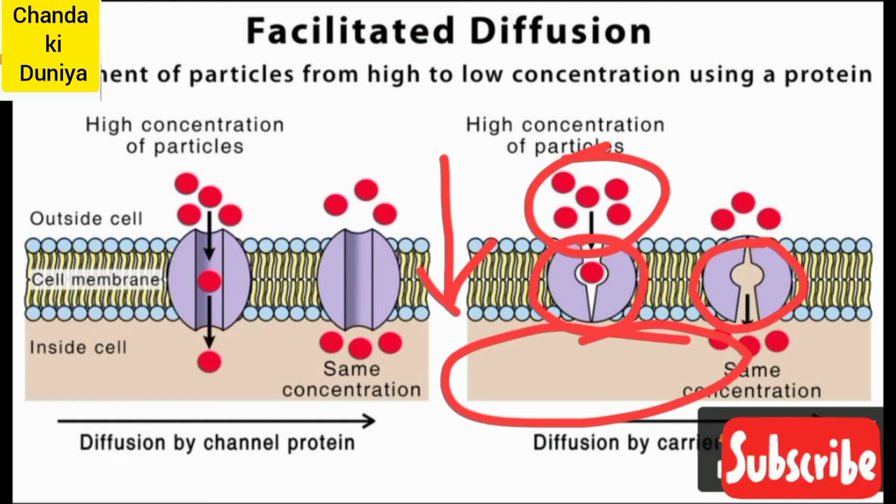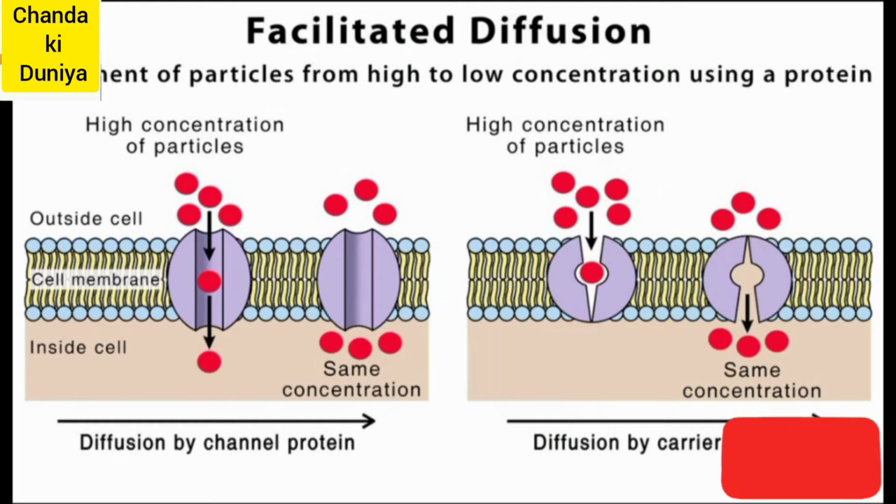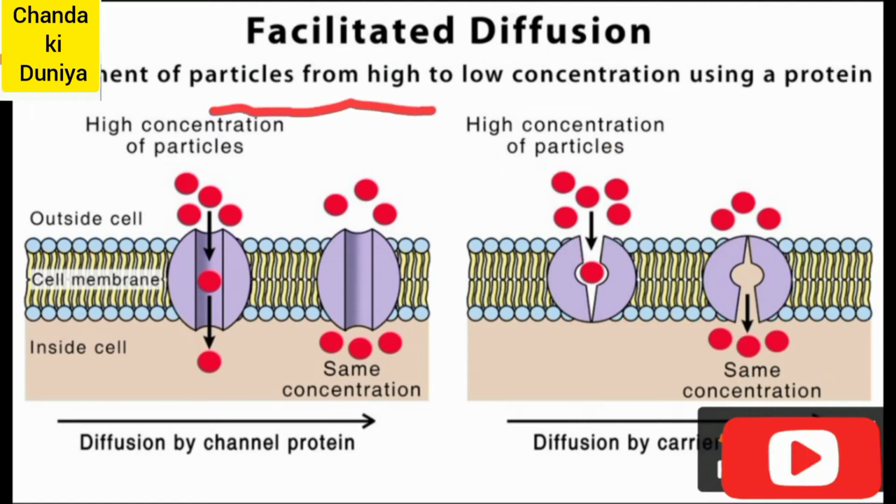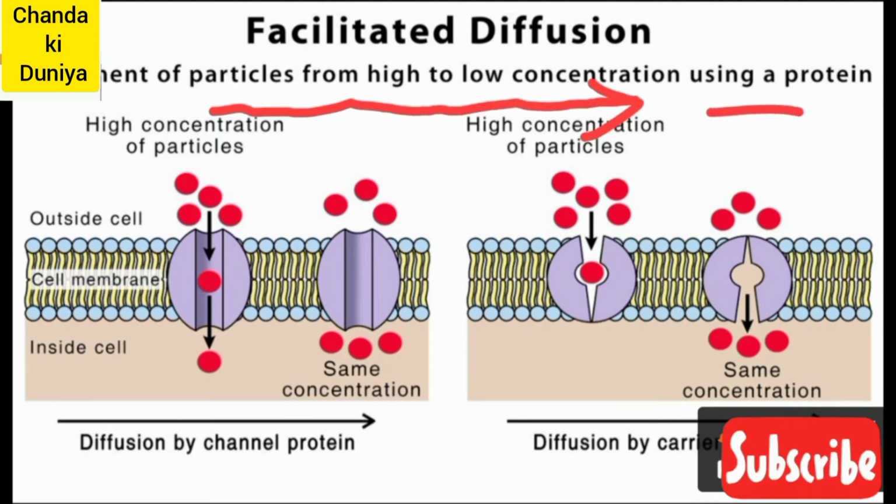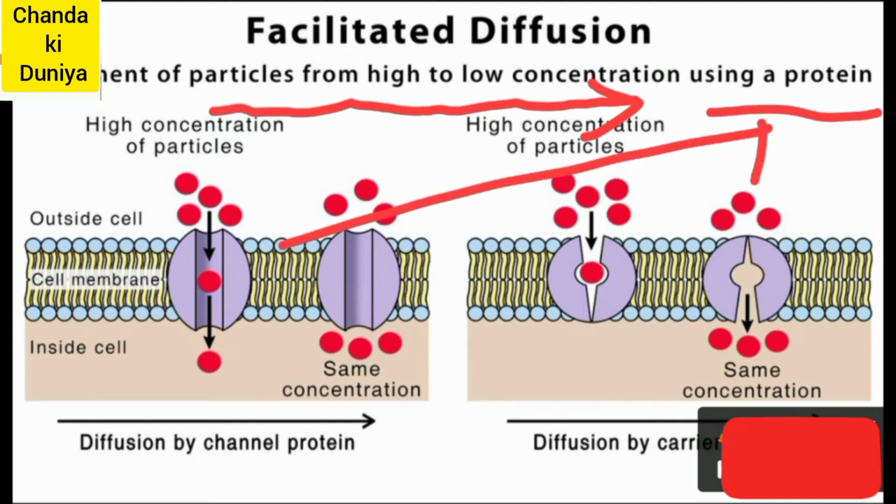So let me tell you again the definition of facilitated diffusion. Molecules are moving from the higher concentrated area towards the lower concentrated area using a protein. And the protein can be of two types, channel protein or carrier protein. Channel protein gives only the path for those molecules, so they can easily travel along that path and easily reach the other side.